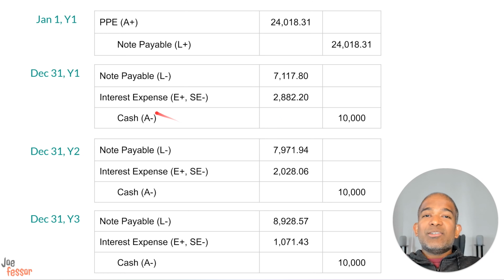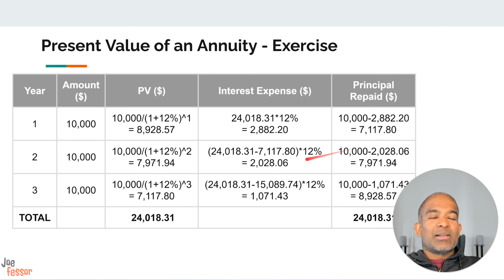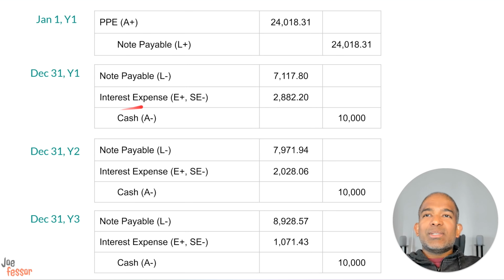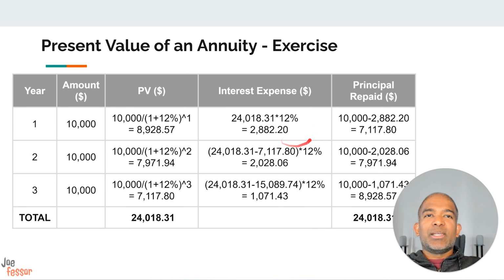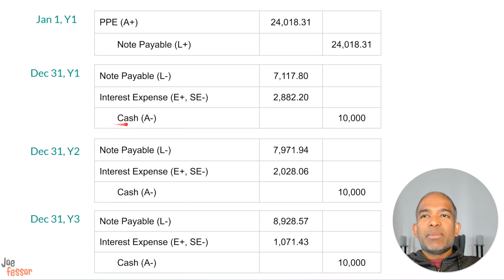Hence, we debit both interest expense and note payable accounts and credit cash by $10,000 to reflect the cash payment for each year. So for example, at the end of year 1, note payable has to be debited by $7,117, which reflects the fact that the outstanding debt is no longer $24,018, but that has to be reduced by the $7,117 we calculated in the previous slide. Okay, and the interest expense will be debited by 2,882, which we also showed in the previous slide. Okay, and cash payment of $10,000 at the end of year 1, year 2 and year 3 is also recorded by crediting the cash account.